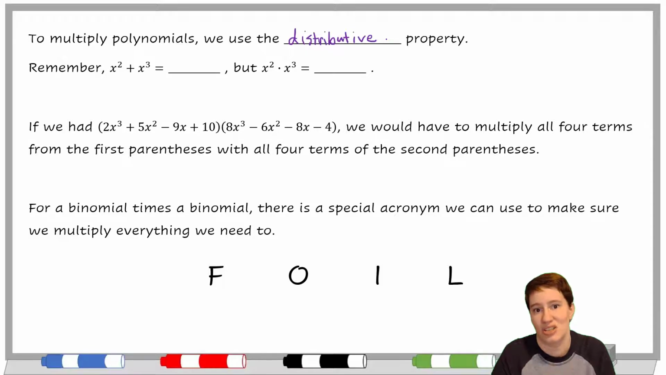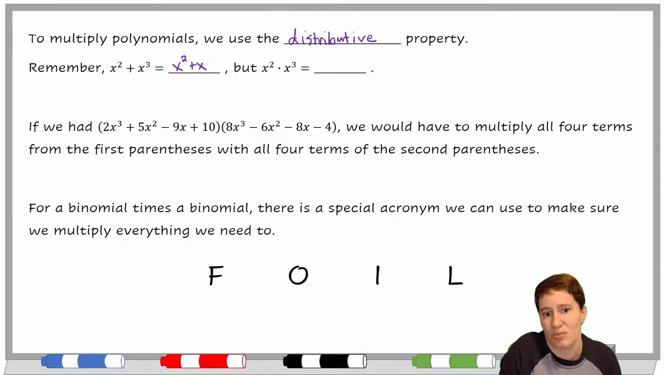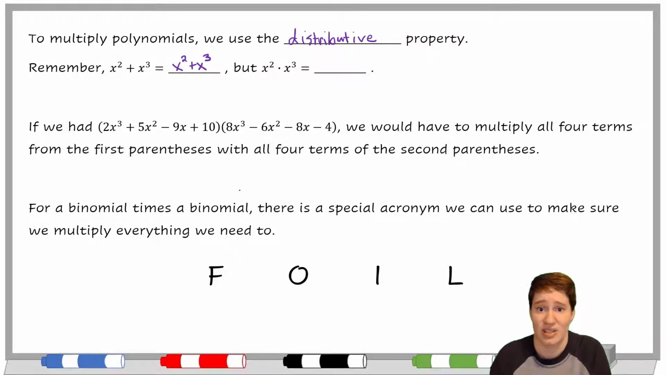x squared plus x cubed cannot be added together because we don't know what x is. x could be anything it wants to be at this point. If I have something that's being squared plus something that's being cubed, most likely those numbers are not the same. The only way those would be the same is if x is 0 or x is 1. But we want it to be able to be whatever it wants. So x squared plus x cubed, we can't do anything with. We just leave it as x squared plus x cubed because they're not like terms. Whereas x squared times x cubed, it doesn't matter that they don't have the same exponent.